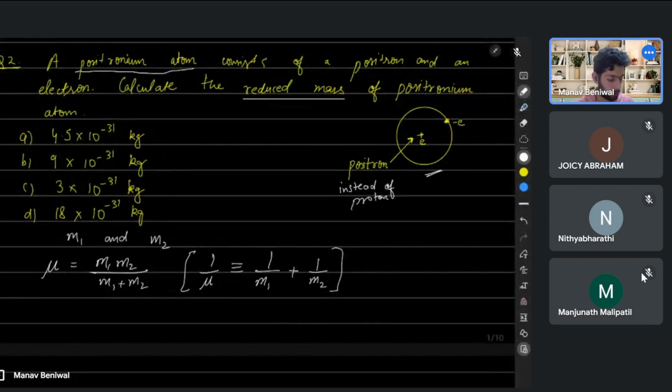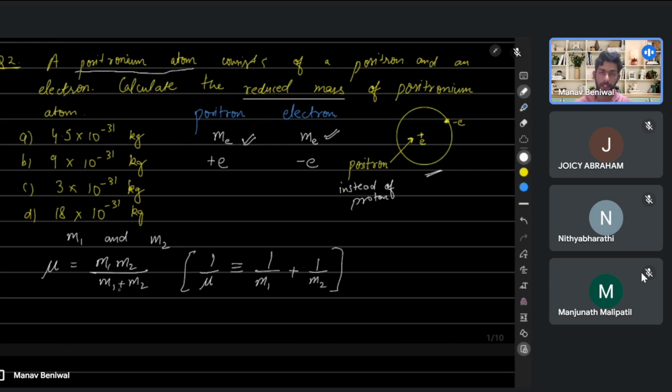Now here we have a positron. Positron is like an electron, so both have the same mass. So let me write. You have positron, you have electron. Mass is the same in both the cases, which is me. This is 9.1 into 10 to the minus 31 kg. And this has a charge of plus e, and this has a charge of minus e.